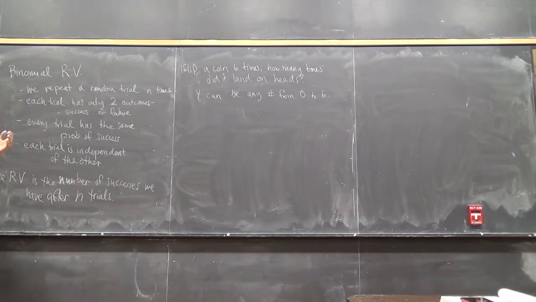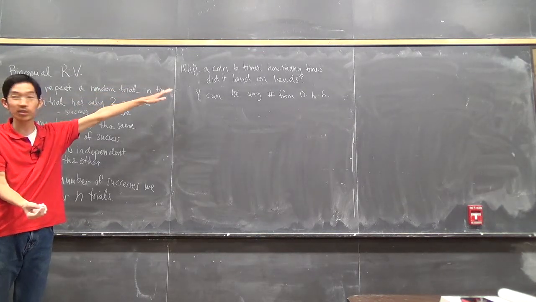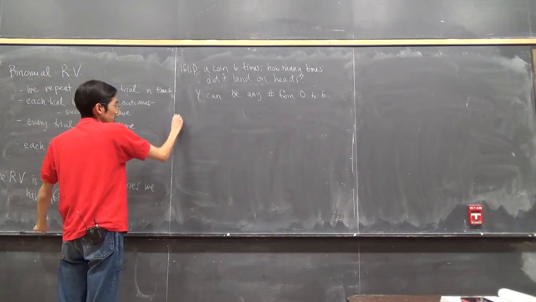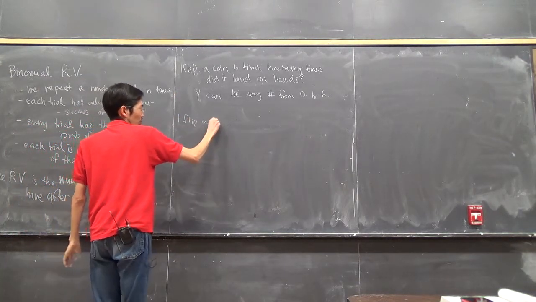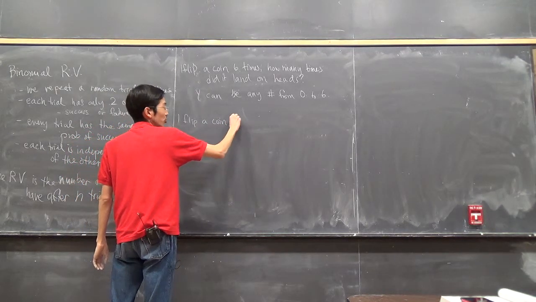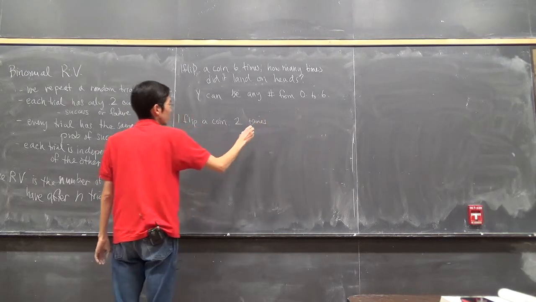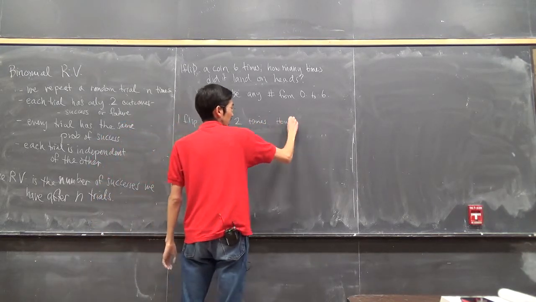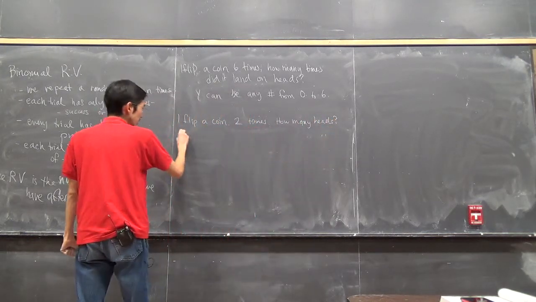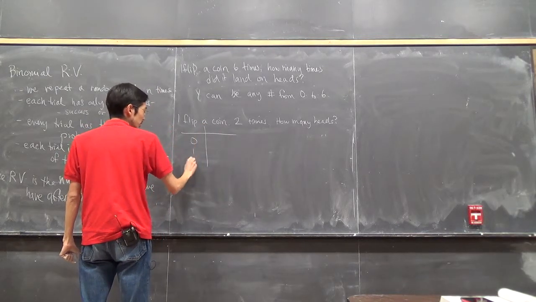And so I would need to set up a probability tree. Well, okay, so let's start off with an easier version of this question. Let's start off with 2 flips, okay? And we say how many heads? And the answer is that y can be 0, 1, or 2, right?